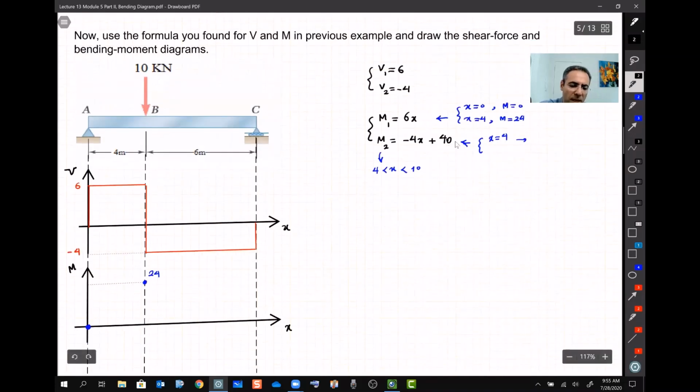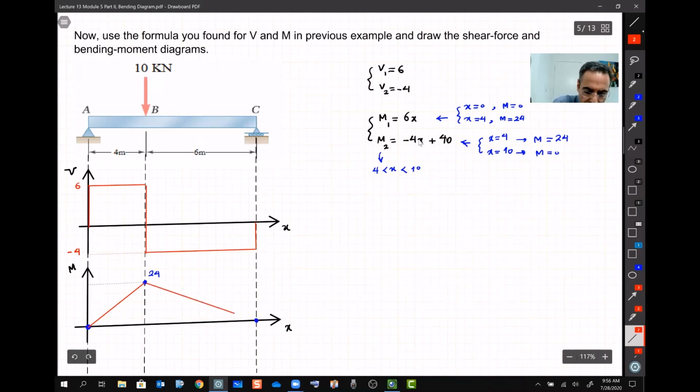Okay, all right. Let's put x equal to 4, and 4 gives me m equal to 24, and x equal to 10 gives me m equal to 0. Like here 24, and here is 0. And we just connect these points because they are a line. All right. So this one is 0, this one is 0. So this is our graph of V and M.